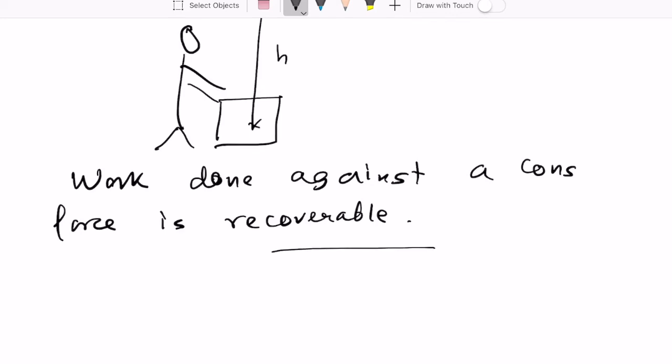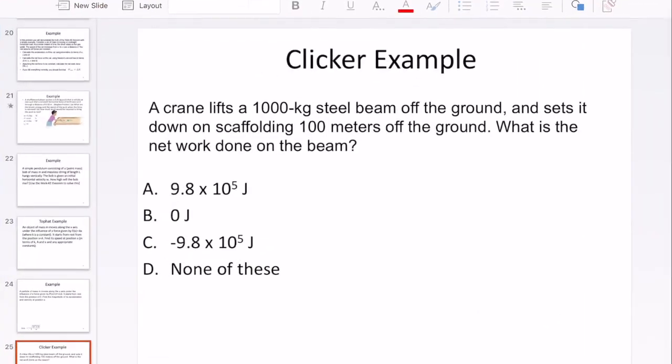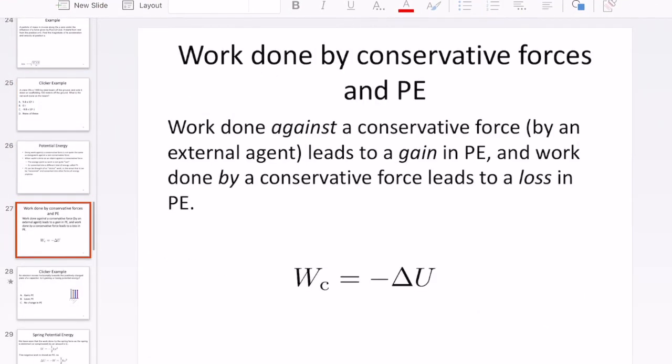So what we just learned is summarized by this equation over here. This is an extremely important equation. It's so important that I have it on a separate slide. I have one whole slide dedicated to this little equation. The work done against a conservative force leads to a gain in potential energy. And the work done by a conservative force leads to a loss of potential energy. That is what this equation is saying. What we saw in the last example was that we did work against a conservative force, the force of gravity, and that led to an increase of potential energy.